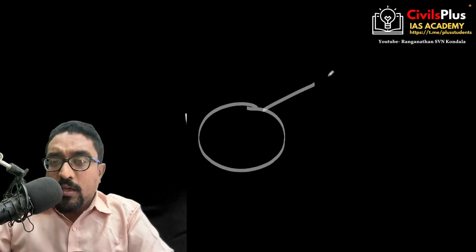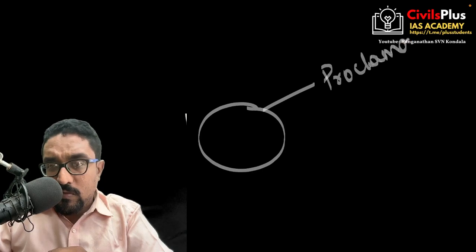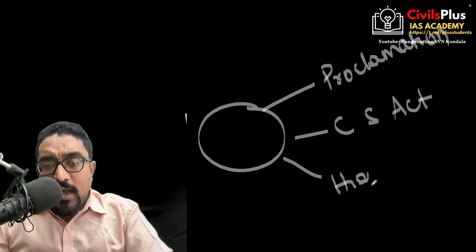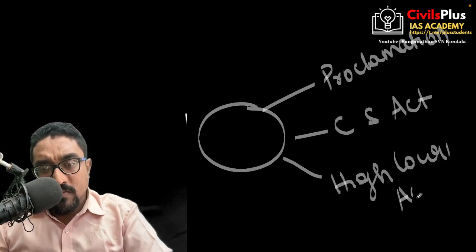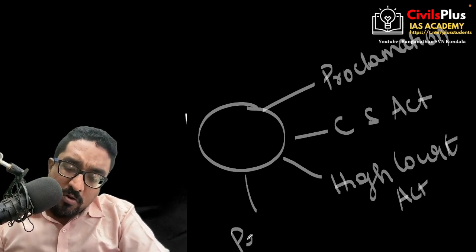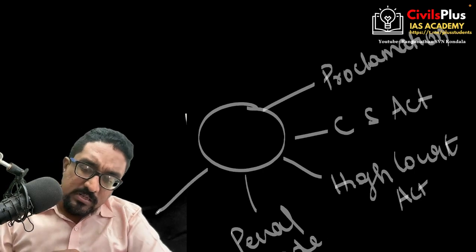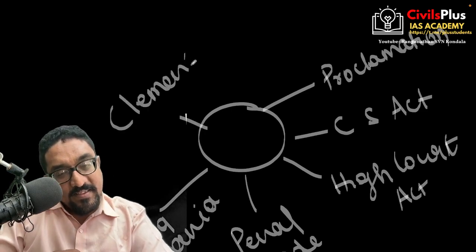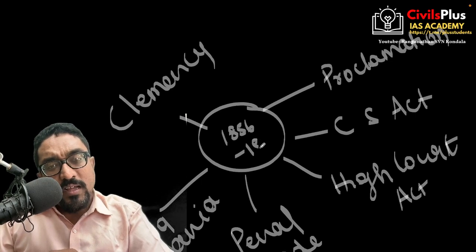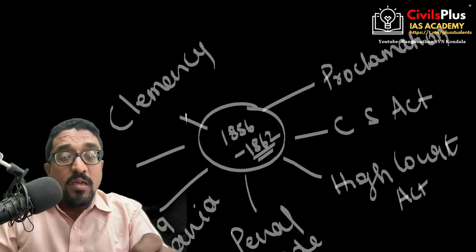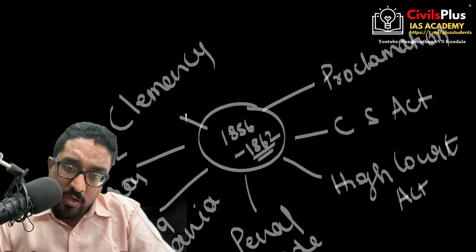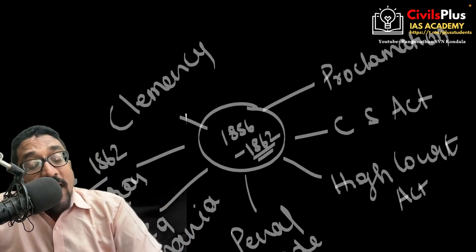So what is Canning's rule generally popular for? Number one, the Proclamation. Number two, the Civil Service Act, the High Courts Act, which established high courts, the Penal Code Act, Tea Mania, and clemency. From 1856 to 1862, he was in India, and he was viceroy only from 1858 to 1862. Okay, that's it about Viceroy Canning, the first Viceroy of India.